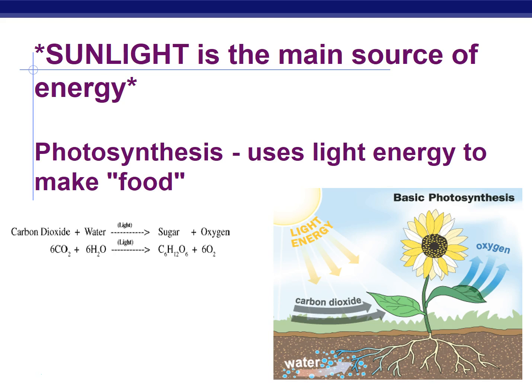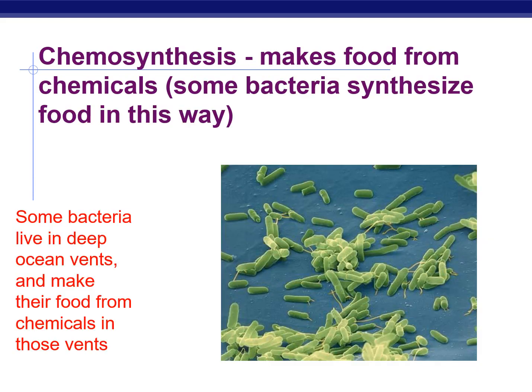So we say that sunlight is the main source of energy for almost all ecosystems, and photosynthesis is the process by which plants convert energy from the sun into sugars, which are organic compounds that we can utilize. So if you want to review photosynthesis, I would suggest going back and checking out some of the materials we have on that. Now, not all organisms use the sun. Some are actually going to be chemosynthesizers, so they make food from inorganic chemicals.